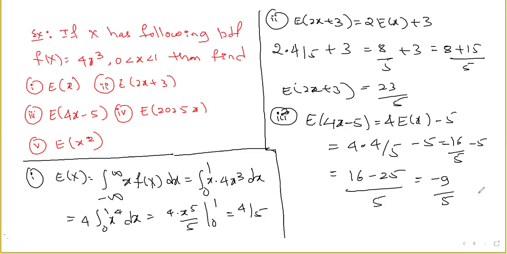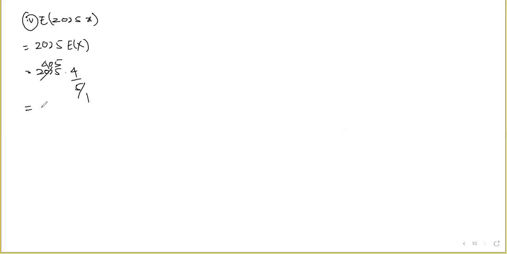Okay, so now fourth one, that is expected value of 2025 into x. This is equal to 2025 into expected value of x. This is equal to 2025 into 4 by 5. So 5 on the 2025 gives 405 into 4, that is nothing but 1620.